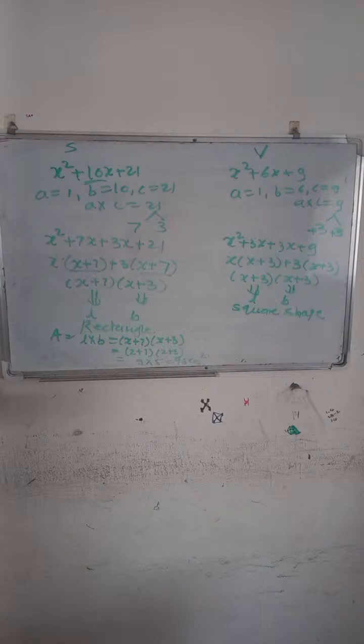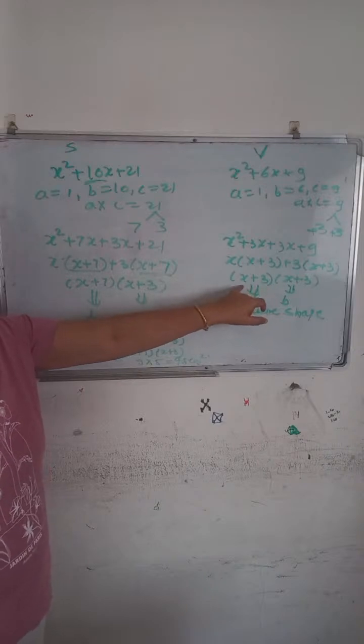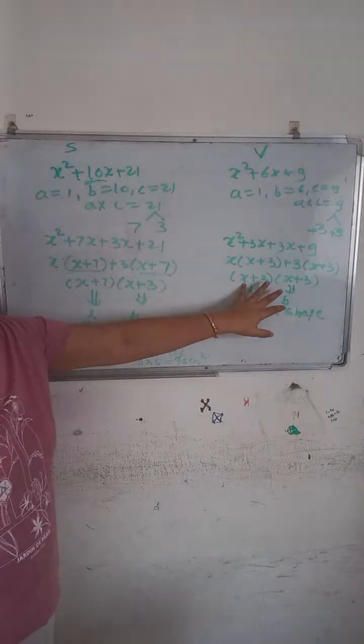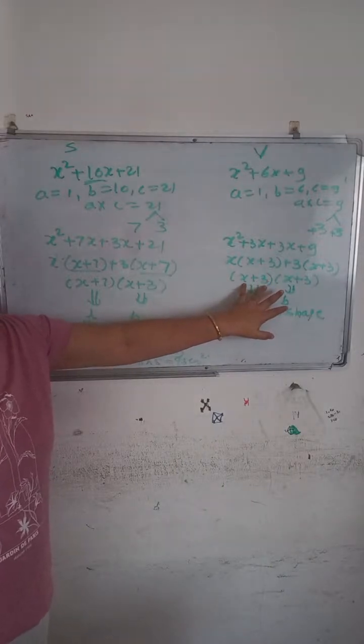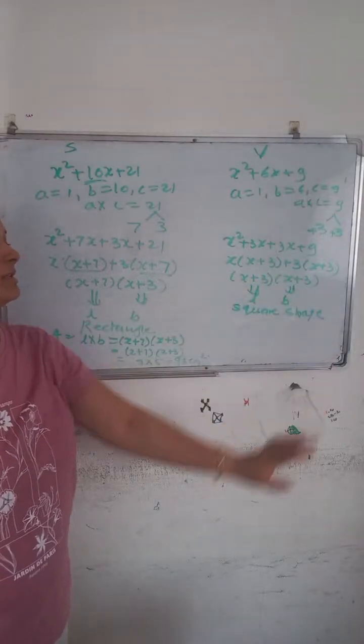Okay, how can you increase? So how can you increase by 2? 3 plus 2, increases by 2. So x plus 3 plus 2 is 5. Okay. So x plus 5 and here x plus 5.